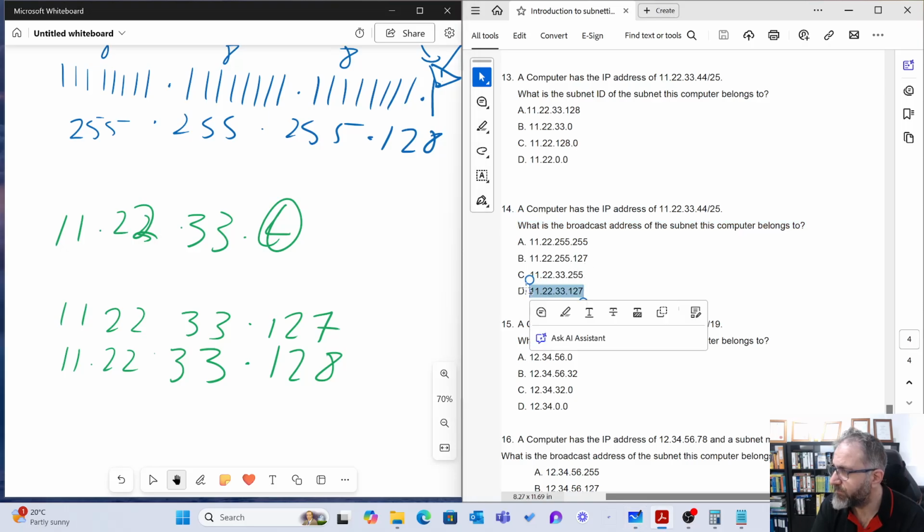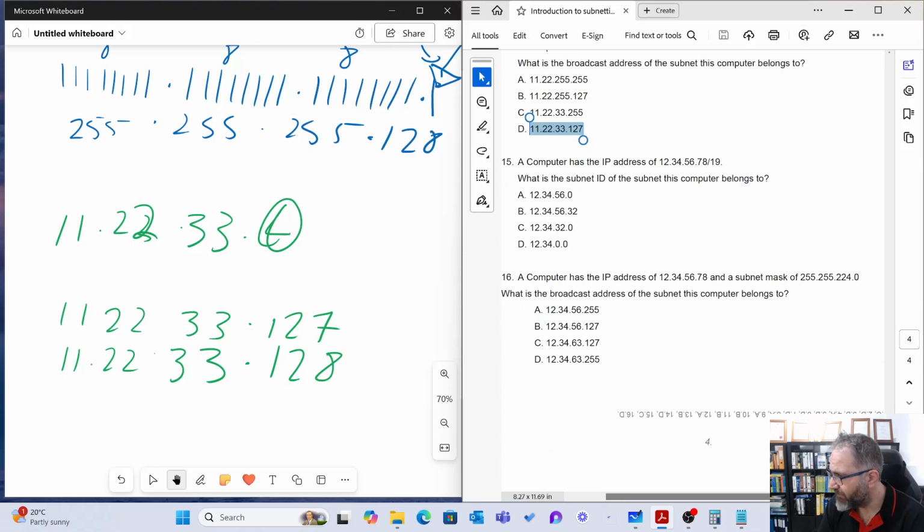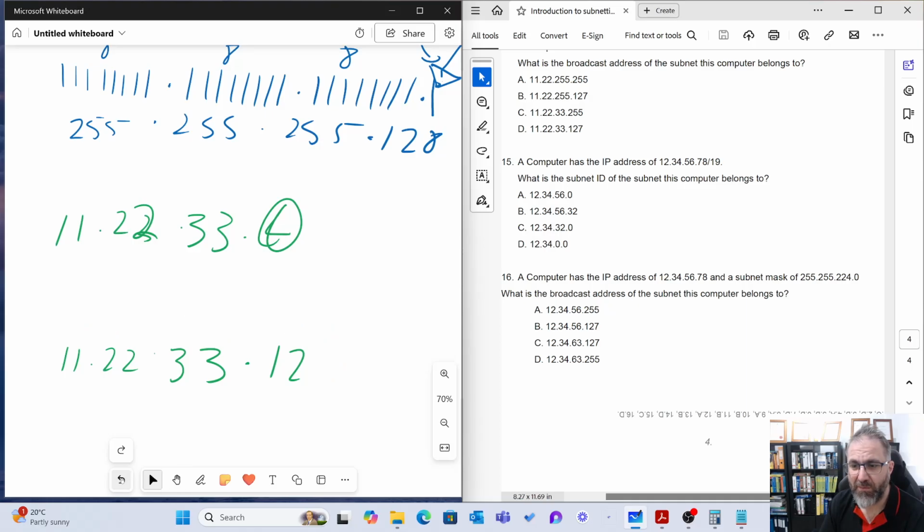D for Delta. Let's go to 14 and D for Delta. Perfect. All right, we've got a couple more, some really tricky ones. I love the tricky ones. The tricky ones make my life interesting. The harder, the better.